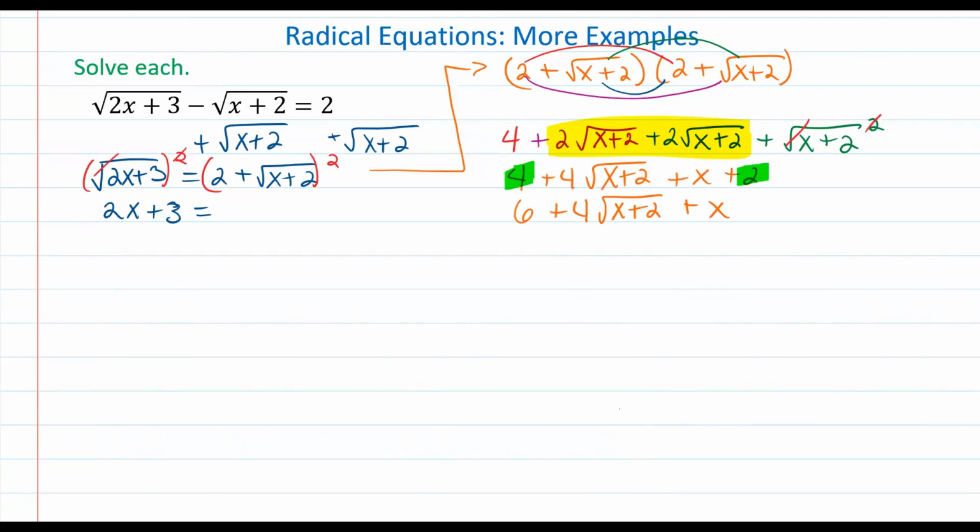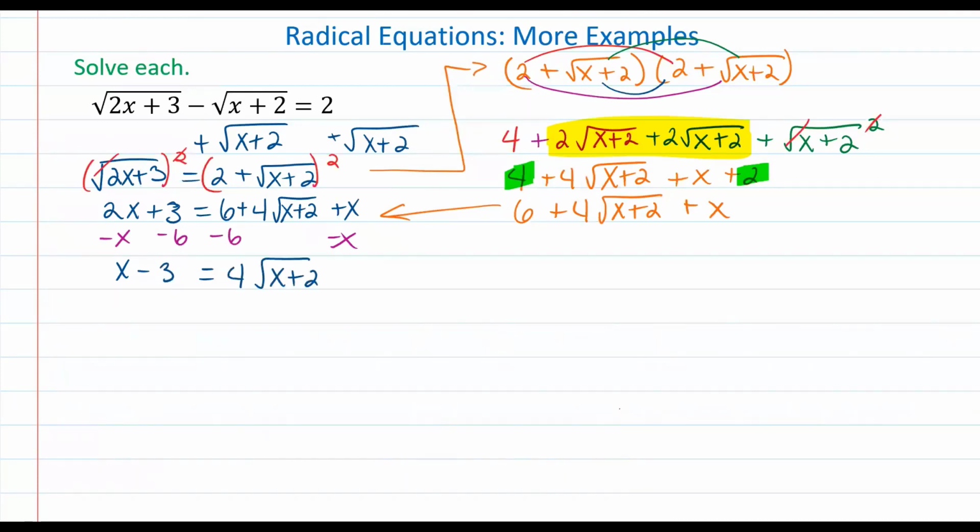And what we need to do now is then rewrite this over into our equation. So now what we have is 2x plus 3 equals 6 plus 4 times the square root of x plus 2 plus x. All right, so now what we want to do is isolate that radical on the right. And we're going to do that by subtracting 6 to both sides. And we're going to subtract x to both sides. So now what we get is x minus 3 is equal to 4 times the square root of x plus 2.